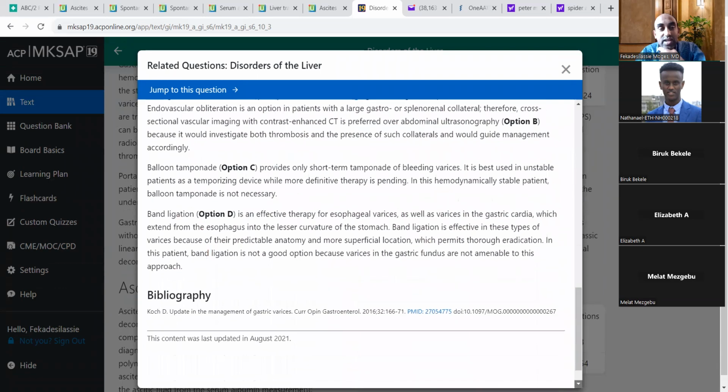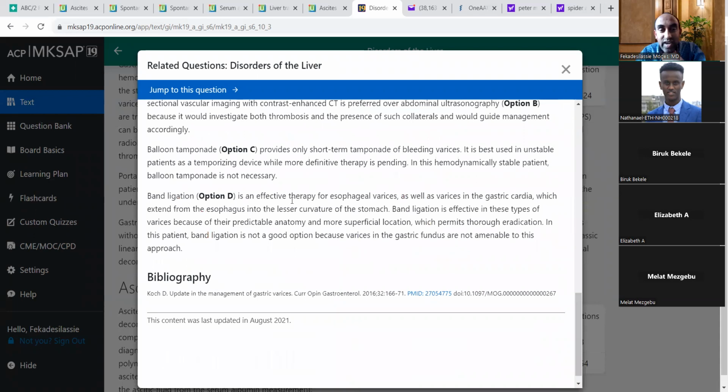Let's see why D is not. Band ligation is an effective therapy for esophageal varices, as well as varices of the gastric cardia, not on the fundus, which extend from the esophagus into the lesser curvature of the stomach. Band ligation is effective in these types of varices because of their predictable anatomy and more superficial location, which permits thorough eradication. In this patient, band ligation is not a good option because varices in the gastric fundus are not amenable to this approach.